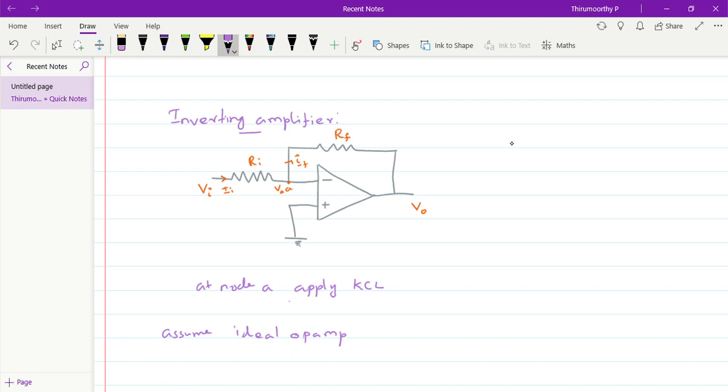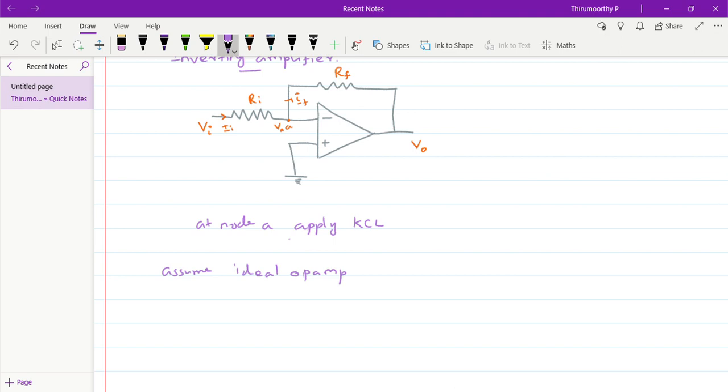The ideal op-amp is having the characteristics of infinite input impedance. So, which means that the current flowing through this op-amp input terminal is equal to 0. So now only two currents are there coming to node A. One is coming from the input signal Vi, another one is flowing through the feedback resistance. So by applying Kirchhoff's current law, Ii plus If is equal to 0.